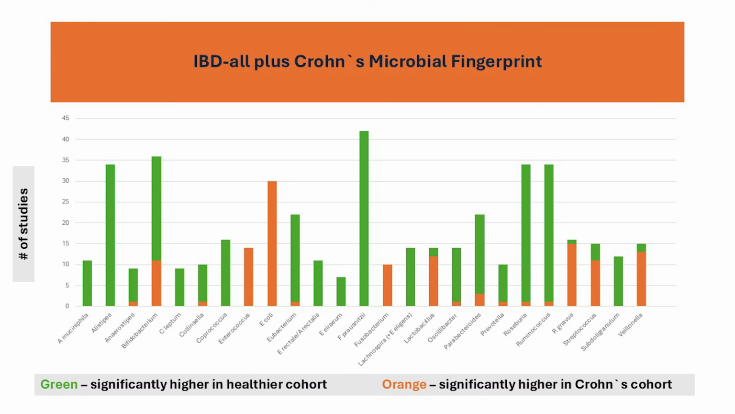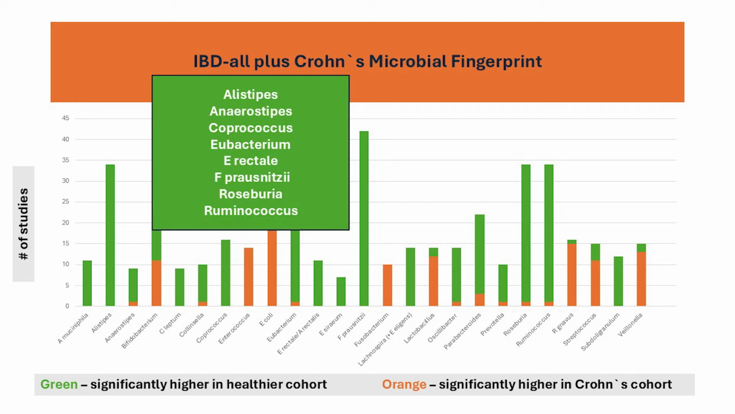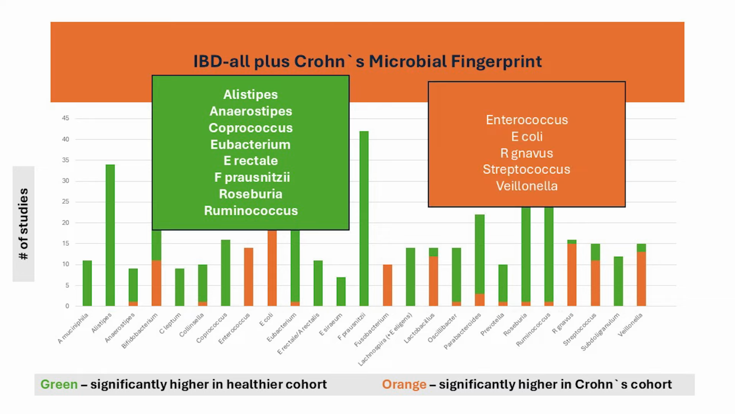If we first look at Crohn's subjects, we see significant reductions in Alistipes, Anaerostipes, Coprococcus, Eubacterium, E. rectale, F. prausnitzii, Roseburia, and Ruminococcus, among others, while they have significant increases in our now very familiar opportunistic pathogens, Enterococcus, E. coli, R. gnavus, Streptococcus, and Veillonella. And I know you'll find this shocking, but here's some terrible data points for Lactobacillus and Crohn's.